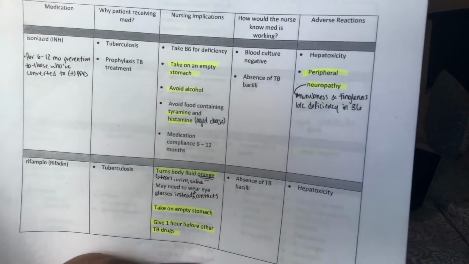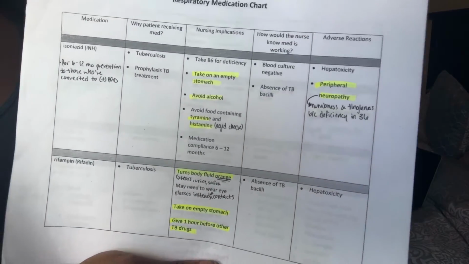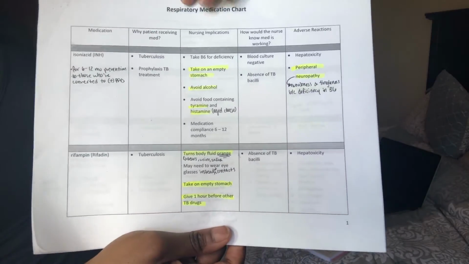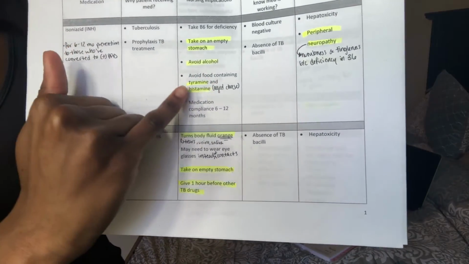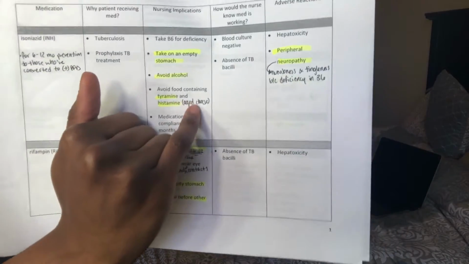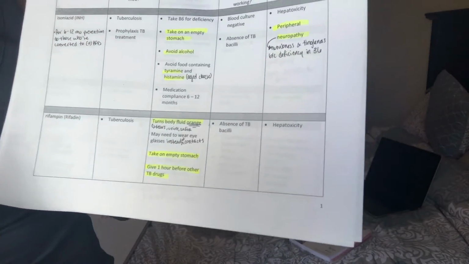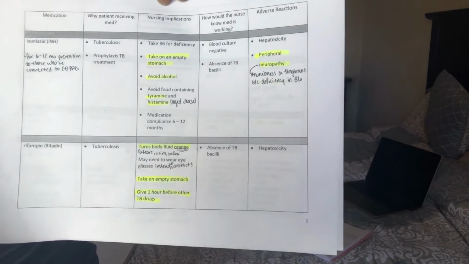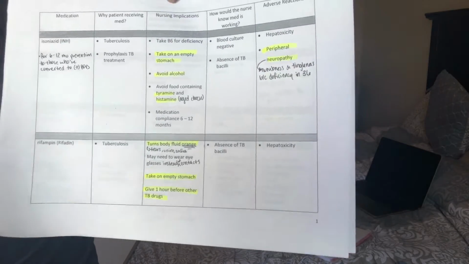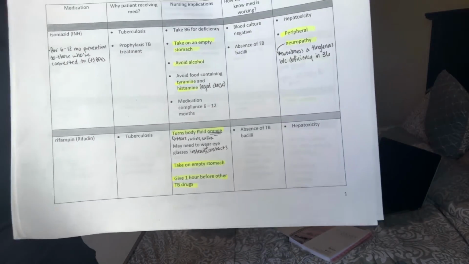Avoid alcohol while you're on the med. This goes into the patient education. You want to tell them not to be consuming alcohol, and to avoid food containing tyramine and histamine. Examples of that are aged cheeses, pickled foods, things like that. It has some type of interaction that we don't want to happen.